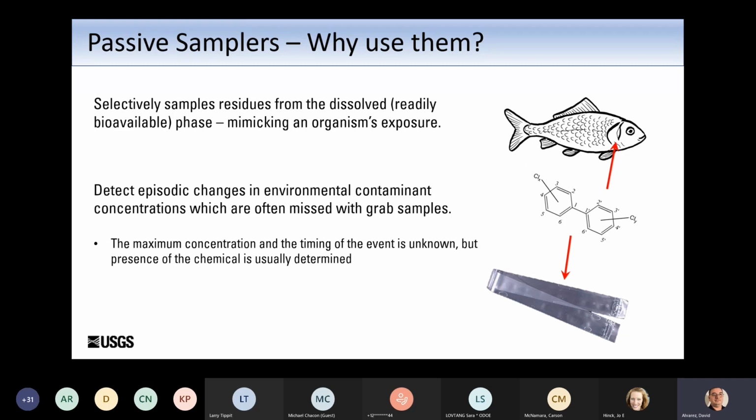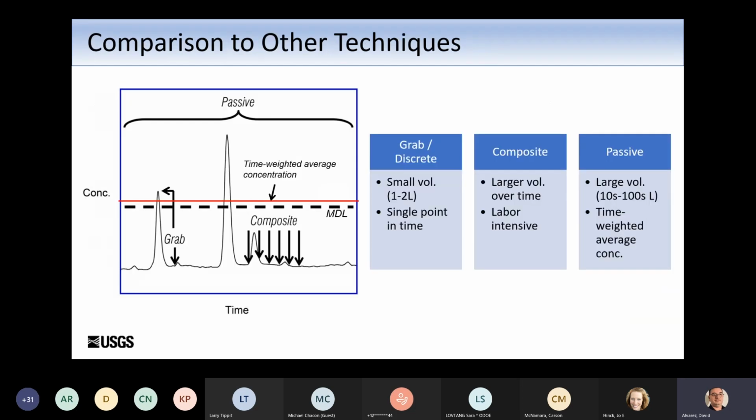Although an episodic event may be captured by a passive sampler, remember the data is expressed as a time-weighted average. So the maximum concentration of that chemical during the event, or the timing of the event, can't be determined. Comparison to other techniques.